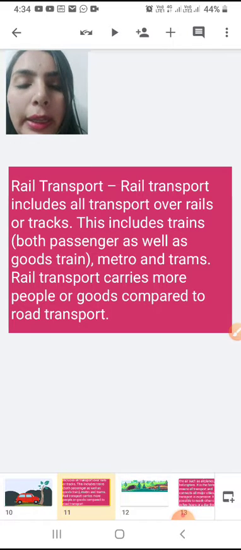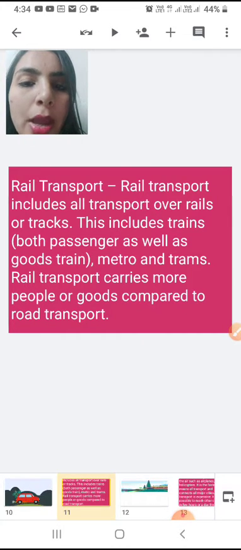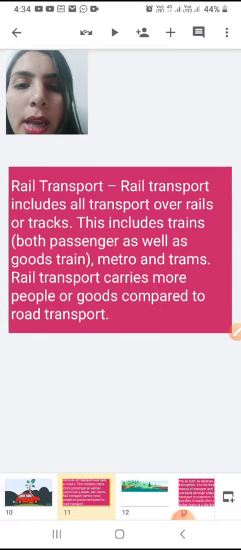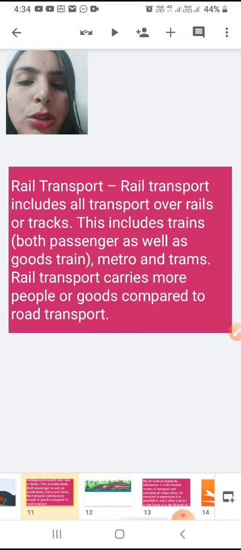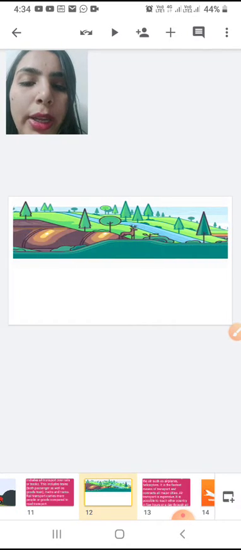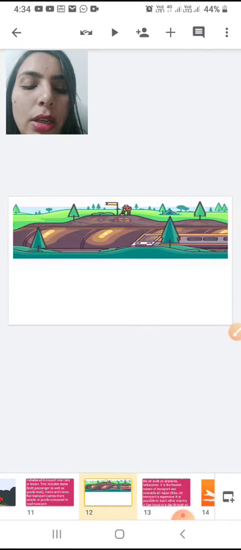Also a lot of goods can be sent through rail transport. Okay, so rail transport is also a good, or we can say the best means of transport to carry people or goods compared to road transport. Okay, see here there is a rail, train, you can say rail or train.